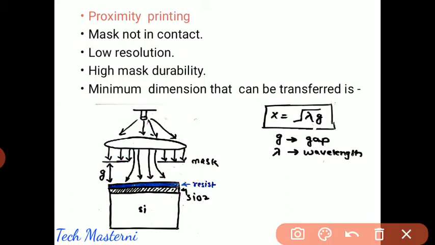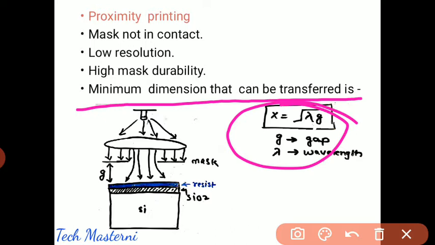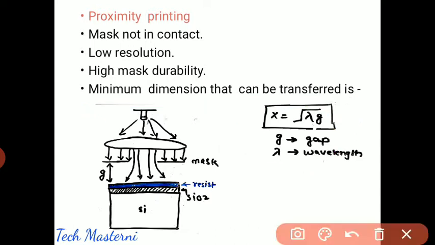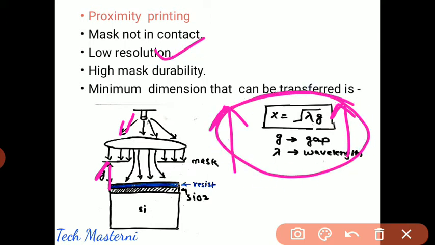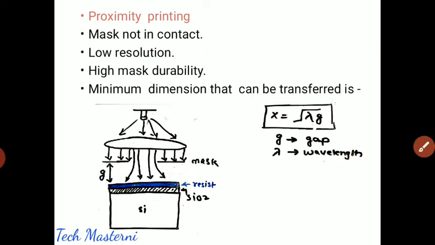Here the most important term is the minimum dimension that can be transferred. The minimum dimension that can be transferred is given by root over lambda g, where lambda is the wavelength of the ray and g is the gap. So if you increase the gap, you increase the minimum dimension size, and we always want the dimension size to be small enough. This is why it has a low resolution problem. This formula is very important from the prelims point of view. It has already come several times, so take care of it.